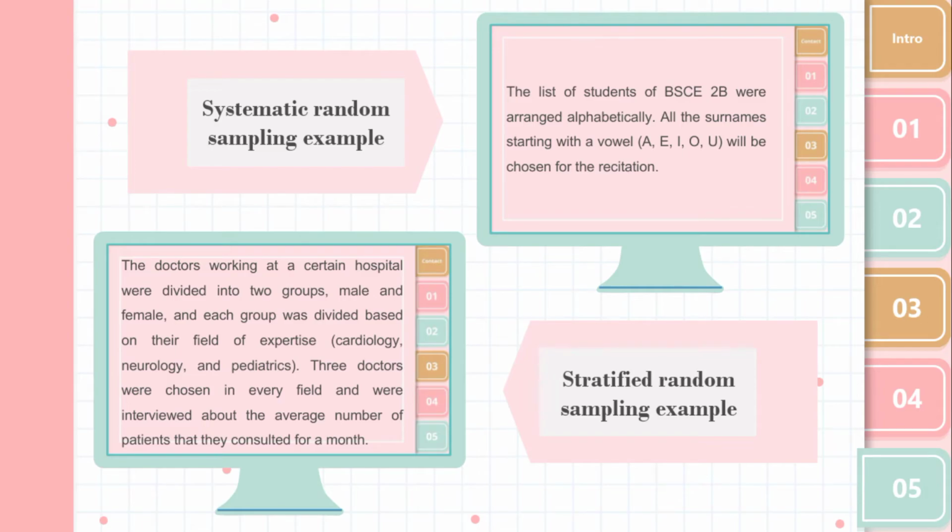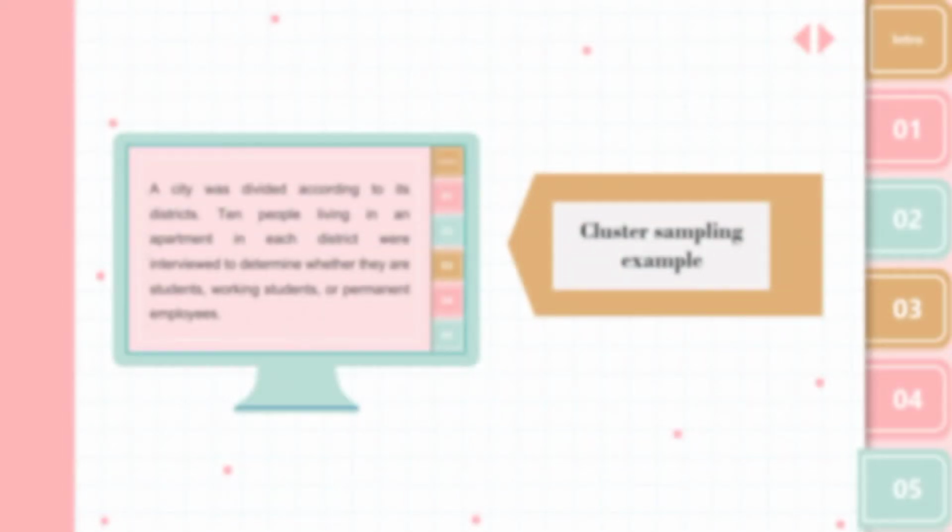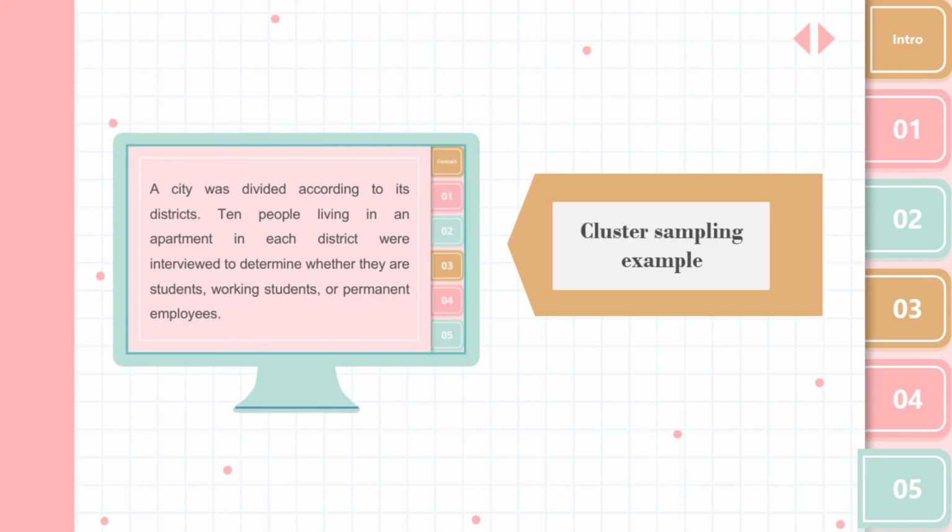Stratified random sampling. The doctors working at a certain hospital were divided into 2 groups, male and female, and each group was divided based on their field of expertise. 3 doctors were chosen in every field and were interviewed about the average number of patients that they consulted for a month. Cluster sampling. A city was divided according to its districts.